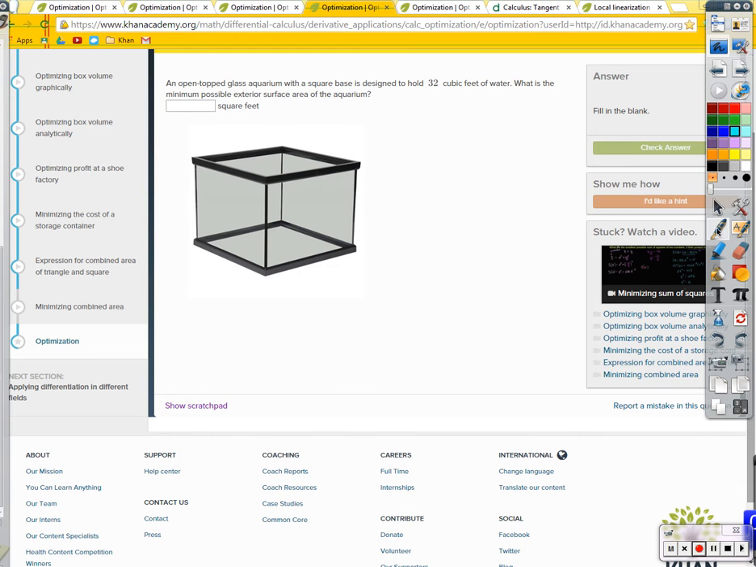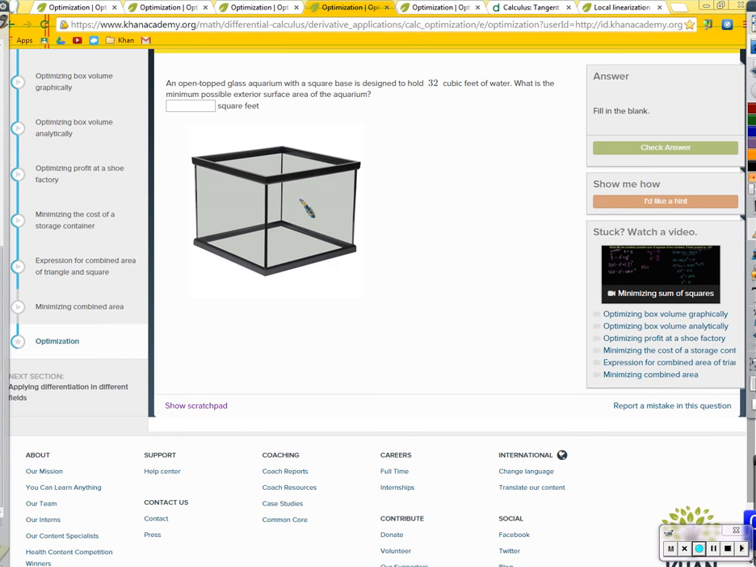That's a box. Open top box. So you've got to think, there's no lid to this thing. So any materials that we might use to build a lid are silly to consider because there is no top of this box. Open top glass aquarium with a square base, that's good to know, right? Because if this side is, let's say, x, how long is this side? Also x. That's very nice.